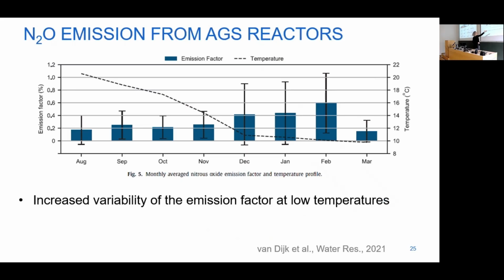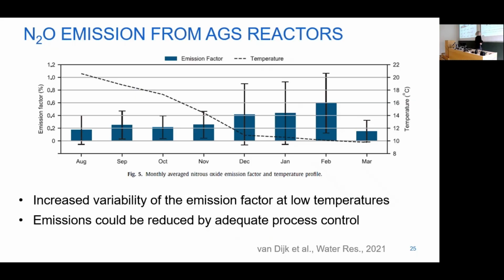These colleagues did a study over 7 months, and they related the N2O emissions to the temperature, and they saw that the variability of the emission increased in the months where there was a lower temperature. And also, they pointed out that it would be possible to reduce the emissions by adequate process control. And that we like to hear as an engineer, because we like to improve things.